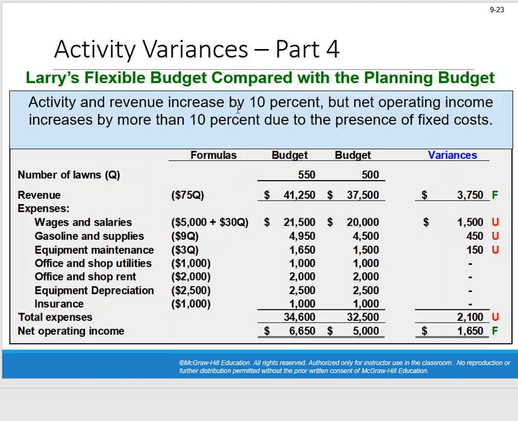So activity and revenue increased by 10%, right? To go from 500 up to 550 lawns, and to go from 37,500 in revenue up 3,750 up to 41,250. So our activity and our revenue have increased by 10%, but our net operating income increases by more than that due to fixed costs, because all of these costs here were fixed and created no variance. So we have these variable costs to consider, but 50 more lawns made us more money. So that's our activity variance of 1,650.